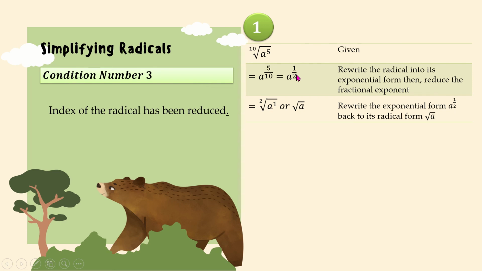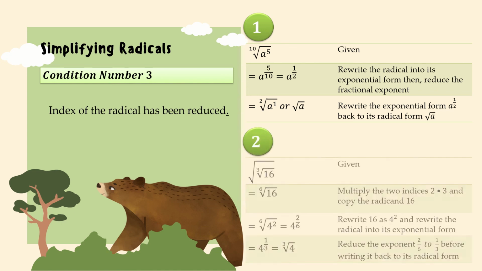Then, we write the exponential form a exponent 1 half back to its radical form, which is square root of a. Remember, in the fraction, the numerator is the exponent of the base a, while 2 serves as the index. The square root of a exponent 1, or simply square root of a. If the index is 2, it need not be written. If the exponent is 1, it need not be written either.